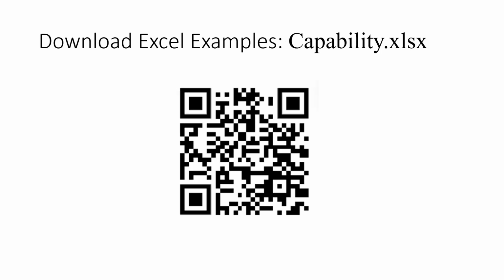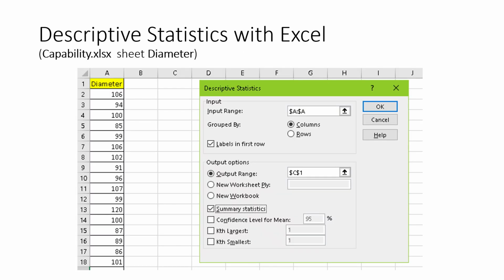Download this Excel file capability.xlsx from OneDrive with the examples we will use to your PC before you run it. In sheet diameter in column A, we have 500 measurements of a critical diameter. After being confident that our process is stable, we can characterize it with descriptive statistics in Excel data analysis.